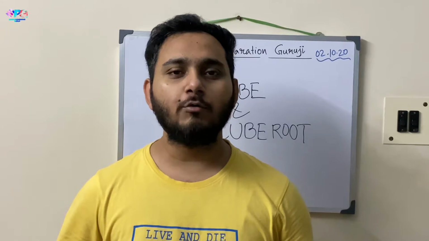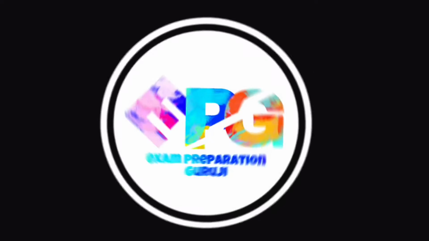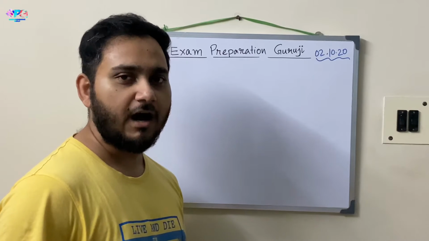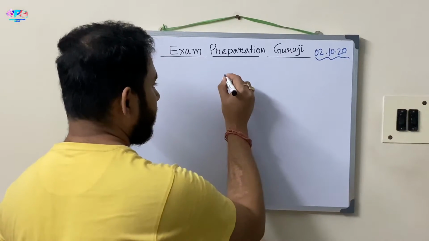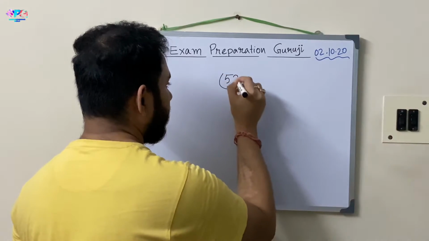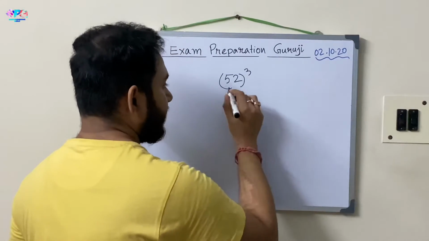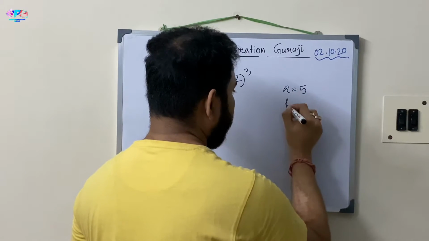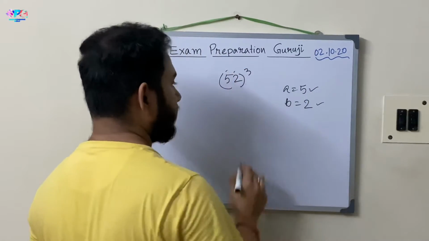So today we'll discuss cube and cube roots. Okay, so let's start. First we'll check how to find the cube of a number. Let's see, I'm taking one example. Let's take 52 as a number. We need to find the cube of 52, right? As per the method, we'll consider A and B. The value of A is 5 and B is 2.